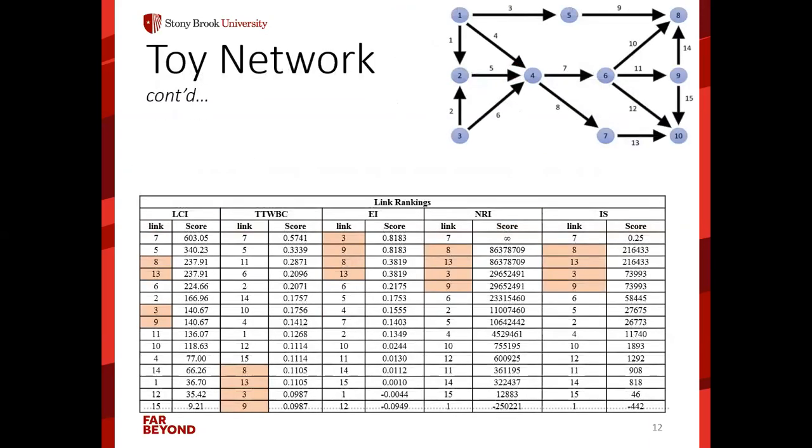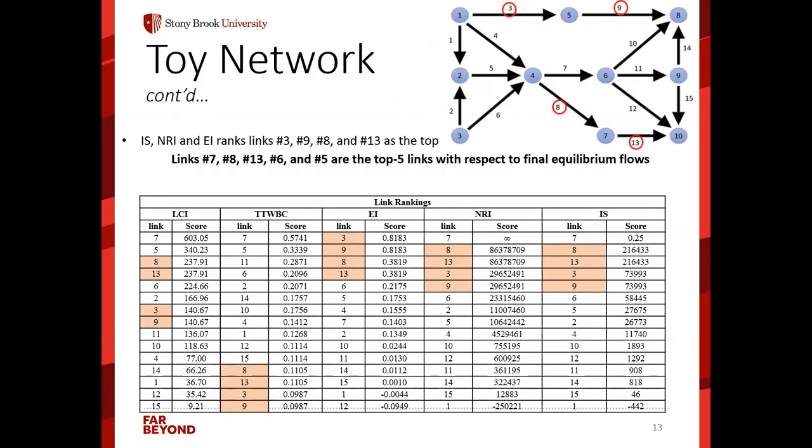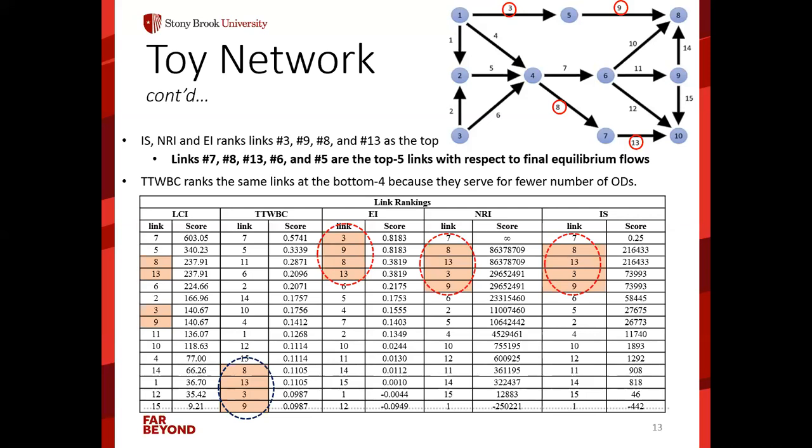And if we continue with the others to see how they look, for instance, IS, NRI, and AI rank 3, 9, 8, and 13 on the very top, right after 7. These links are at the top, some of them are top flow links. But then again, travel time weighted between the centrality ranks them at the very bottom. The reason is these links don't have really high between the centrality scores, so eventually they don't make it to the top of the list, even when they are weighted with travel time.